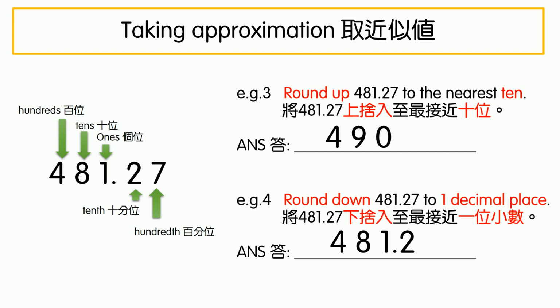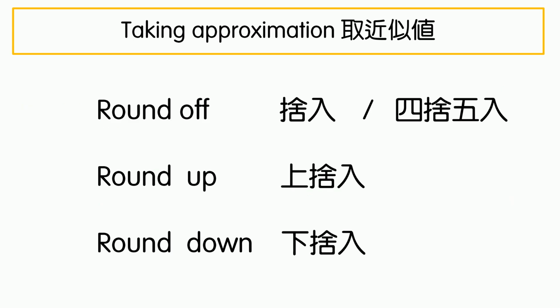Now, let's sum up what we have learned. So there are three ways to take approximations. Round off is the easiest one, so I don't need to explain it more. Round up means no matter the number is big or small, we still need to round it up, increase the value by 1. Round down has the opposite meaning, which means no matter the number is big or small, we will ignore it. We won't increase the value by 1.